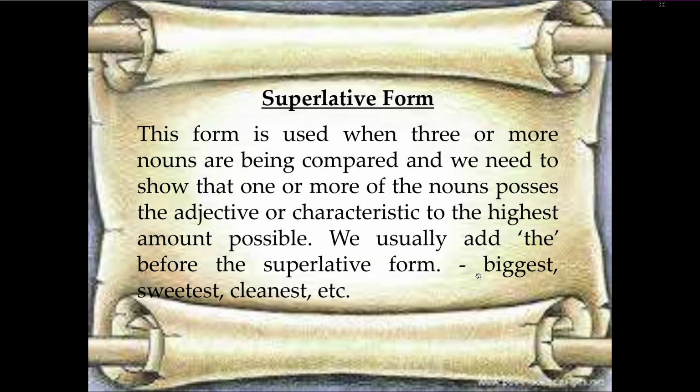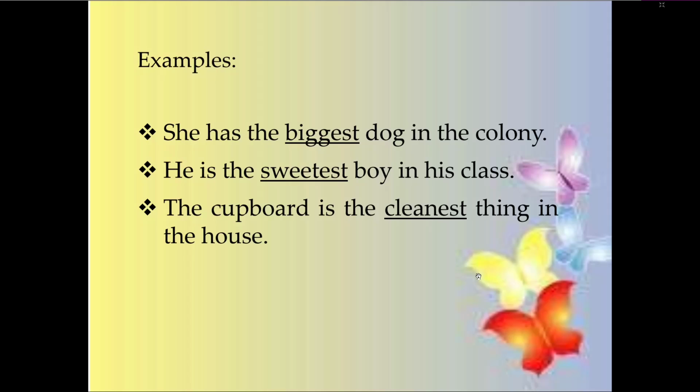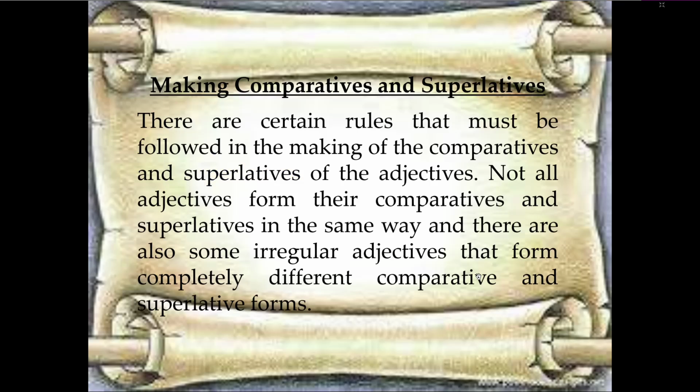Next is superlative form. This form is used when three or more nouns are being compared and we need to show that one or more of the nouns possess the adjective or characteristics to the highest amount possible. We usually add "the" before the superlative form: biggest, sweetest, cleanest, etc. Example: she has the biggest dog in the colony. He is the sweetest boy in his class. The cupboard is the cleanest thing in the house.